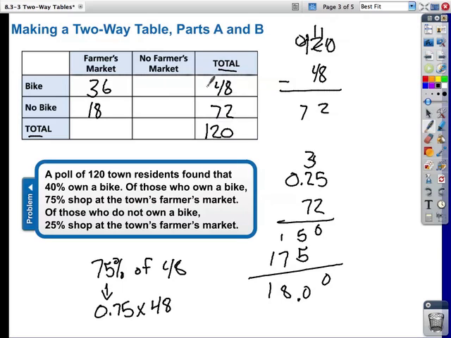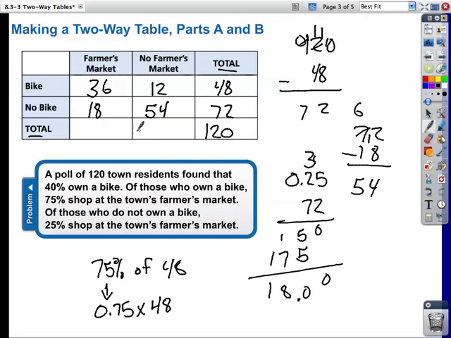If the total number of people who own bikes is 48 and 36 shop at the farmer's market, then that means there must be 12 people who own bikes and don't shop at the farmer's market, because 36 plus 12 is 48. And this right here needs to be the total of these two numbers. Similarly, if 18 people don't own a bike and shop at the farmer's market, and there's 72 total people, we can use subtraction to figure out how many people don't own a bike and do not shop at the farmer's market. So we do the subtraction here, and we get 54.